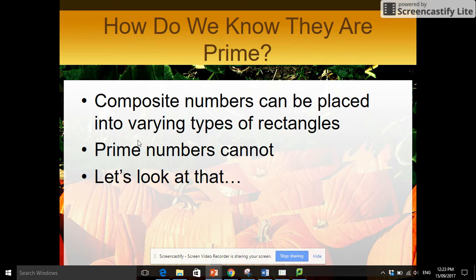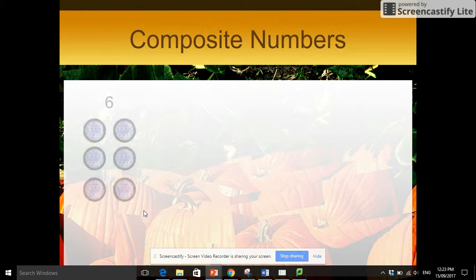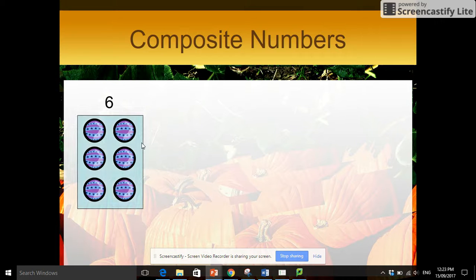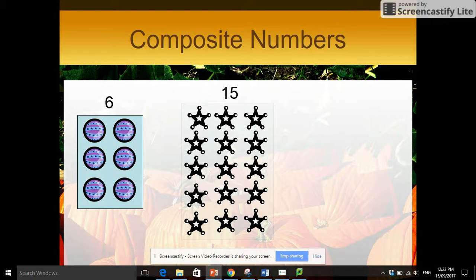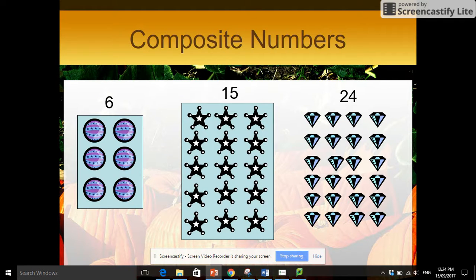So composite numbers can be placed into varying types of rectangles, and I'm going to show you because prime numbers can't. So if we've got a composite number which is 6, can you see we could draw a square around that? And it's neat, we've got 2 by 3. If we've got 15, we've got a square around that, and that would be 3 by 5. And we have got 24, which would give us the 4 by 6. 1, 2, 3, 4, 5, 6, that's right.